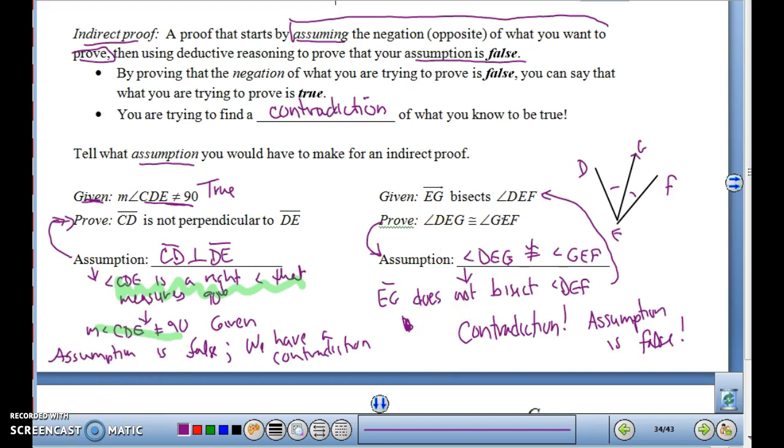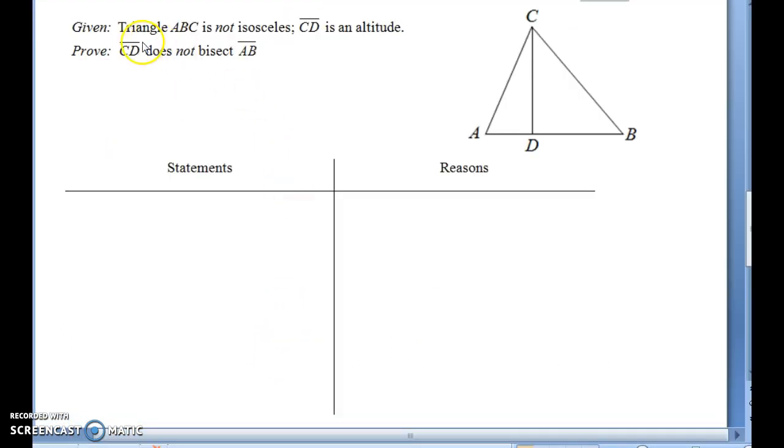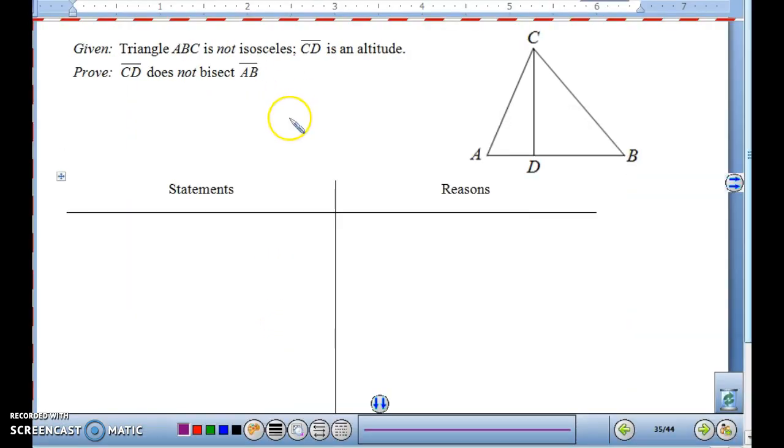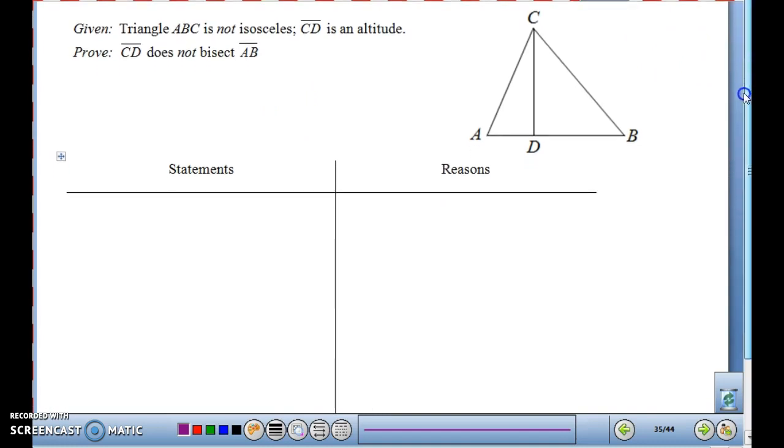So let's try an actual problem. We are given that triangle ABC is not isosceles and CD is an altitude, and we want to prove that CD does not bisect AB. Usually when you have a not, this is when you want to do an indirect proof. So let's start out with our assumption. CD does not bisect AB, so my assumption is going to be that it does bisect. CD bisects AB. I actually don't know if that's true, I'm just going to assume it is.